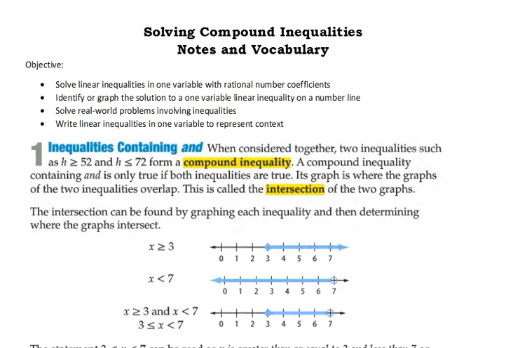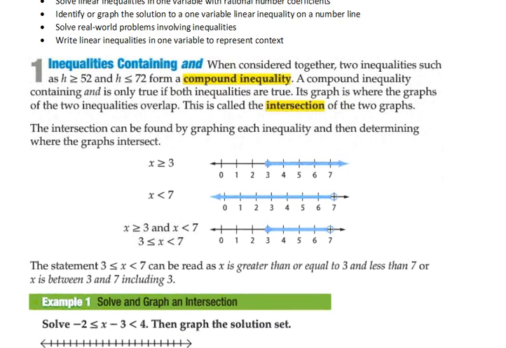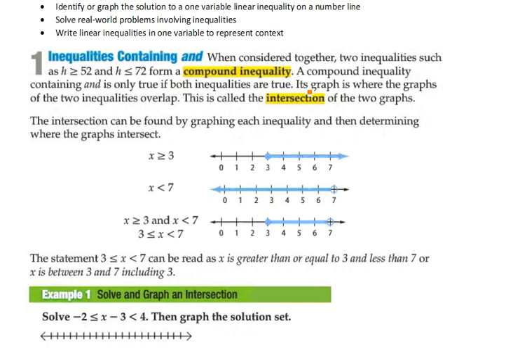Okay, our objectives have been the same for this whole chapter, knowing that we are solving linear inequalities, identifying and graphing, solving those real world problems, and then writing those linear inequalities. They do a good job of explaining what these look like for graphs, looking at the intersection. So I'm going to read this.